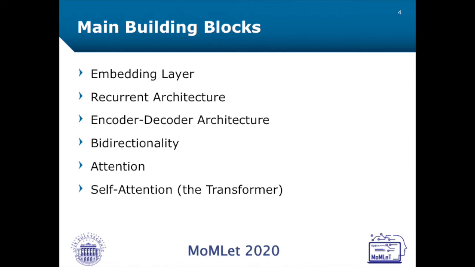Next, the main building blocks and concepts of today's natural language processing were covered in the current work in order to provide an intuitive understanding of the purpose and limitations, to use them effectively with the algorithm. These blocks are embedding layer, recurrent architecture, including RNN, GRU, and LSTM, encoder-decoder architecture, bi-directionality, attention, and self-attention, the so-called transformer.